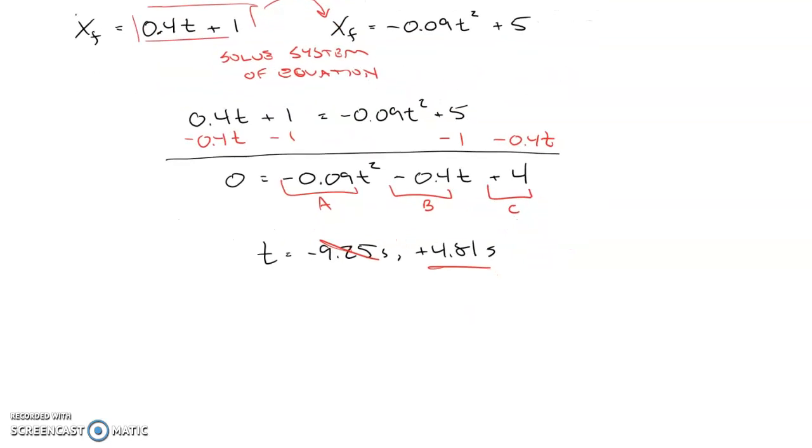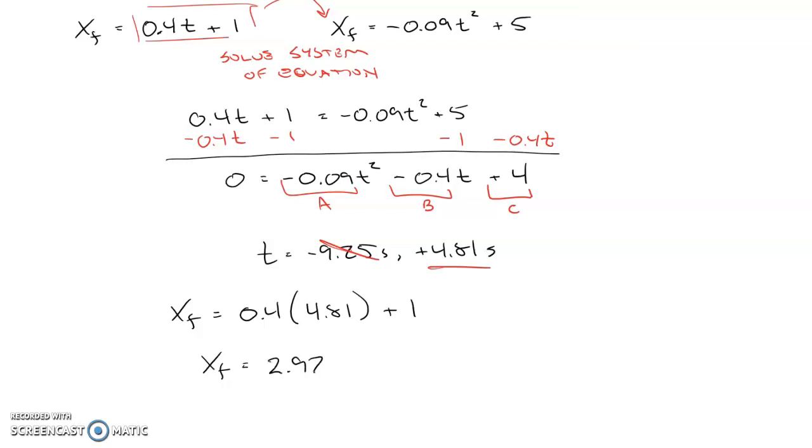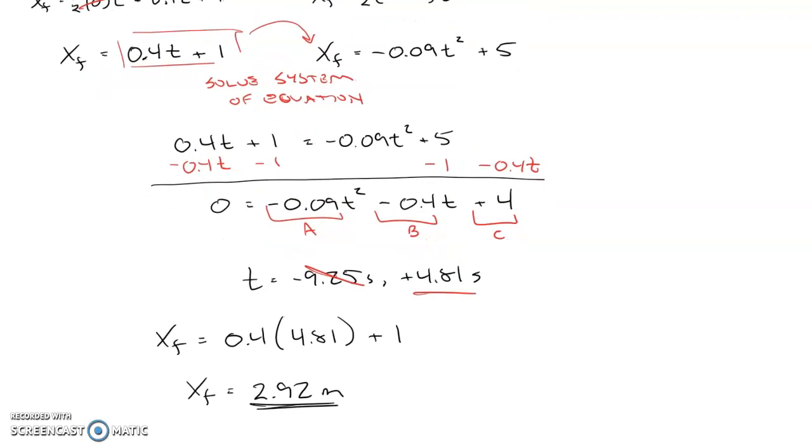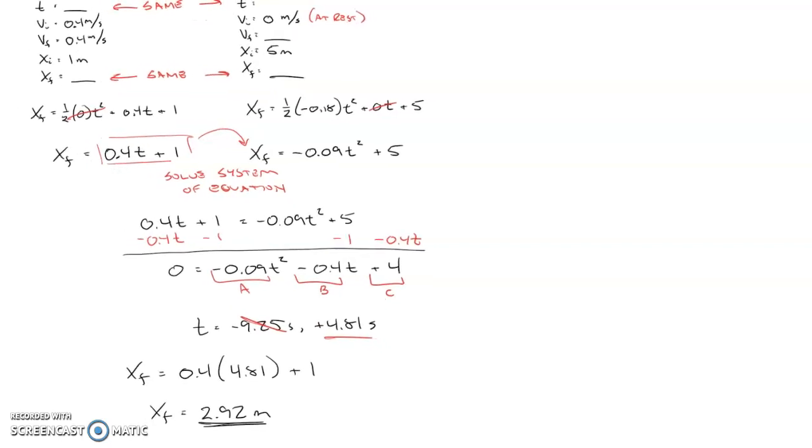But the question asks, where are they located at this time? So I'm going to take either one of those original equations. I'll take the first one. It's nice and simple. And I'm going to plug in 4.81 seconds into that equation to find the final position where they're going to collide. 4.81 times 0.4 plus 1, and I get 2.92 meters. That's where they're going to collide, which should be between 1 and 5, which in fact it is, and there's our answer. So again, this is the algebraic way to solve this system, and it basically comes from finding two functions to describe the motion of those cars.